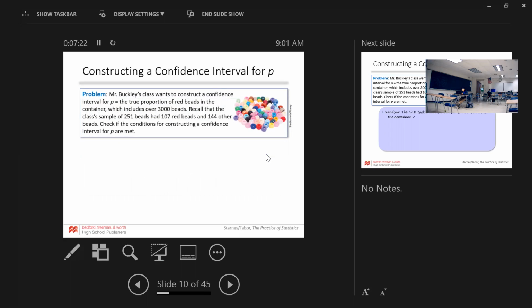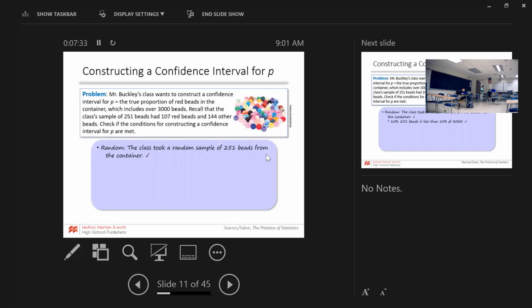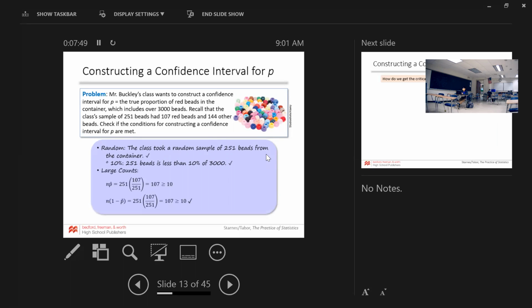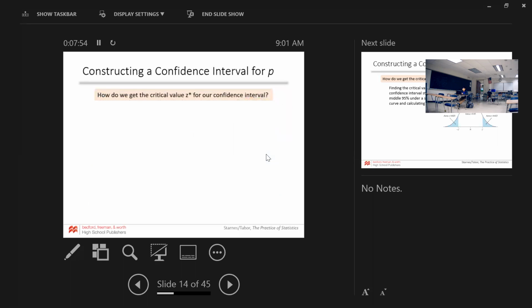So here's an example. You want a confidence interval for the true proportion of red beads. So they took a sample, 251 beads, and they got that. Okay, it was a random sample. Condition. Next thing. Less than 10% of the population. We're good because, ready? You're not putting the beads back in. And you're greater than or equal to 10. So you expect it to be Gaussian normal.